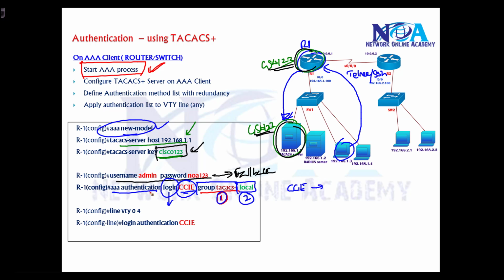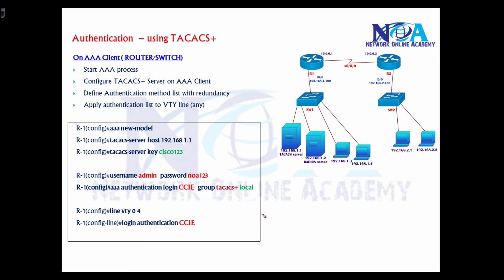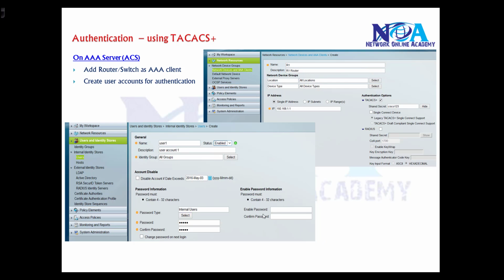And then we need to apply this AAA authentication list on the VTY line, so that any user trying to enter through the VTY line will be authenticated based on the list. And this list says that it has to use external server TACACS authentication, and if it fails, it has to fall back to the local authentication. Again, on the server side, we will be configuring 2 steps, adding the device as a client and creating the user accounts. We'll see these steps when we get into the configuration.